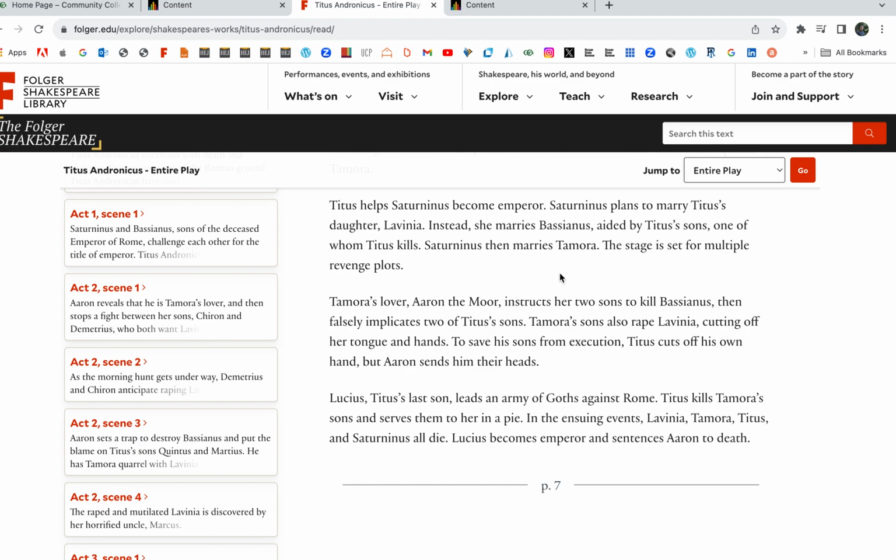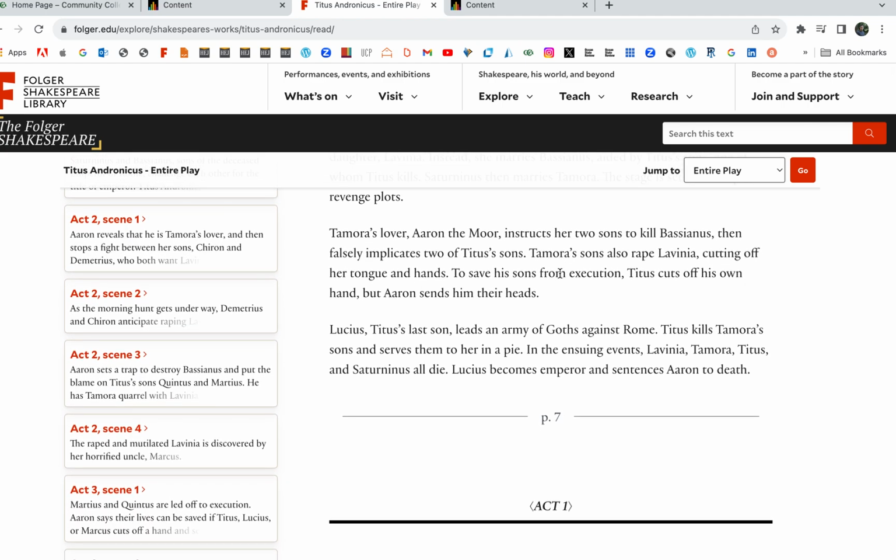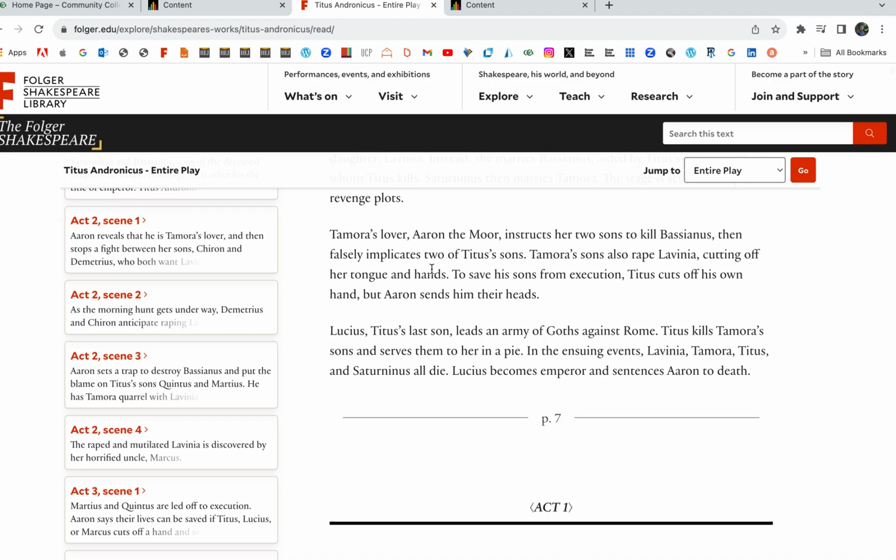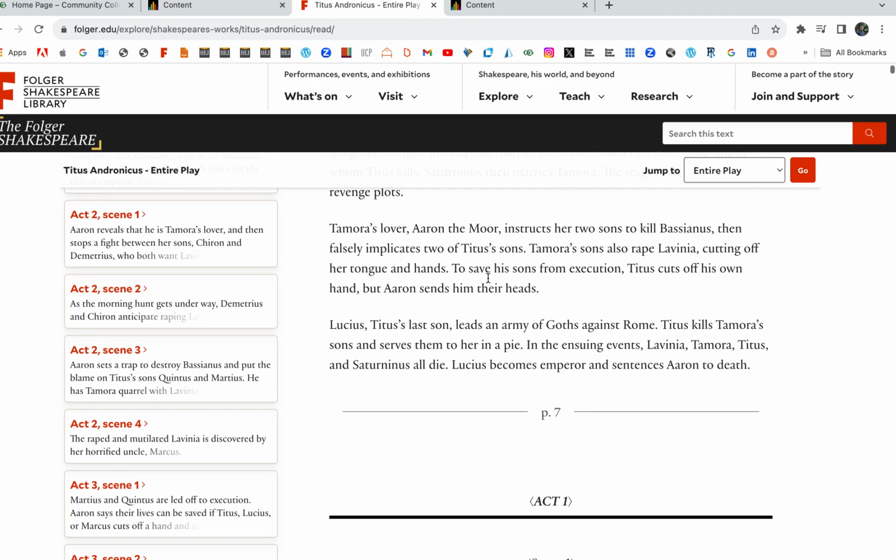It's a revenge play. Tamora's lover, Aaron the Moor, instructs. So Aaron's a Moorish character, a character of Moorish African black in the play, and that plays a role. He instructs her sons to kill Bassianus, then falsely implicates 2 of Titus's sons. Tamora's sons also rape Lavinia, cutting off her tongue and hands. To save his sons from execution, Titus cuts off his own hand, but Aaron sends him their heads.